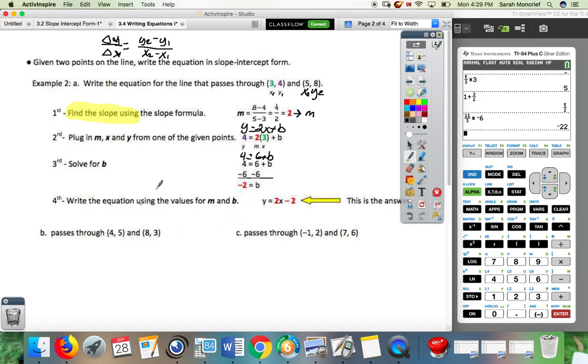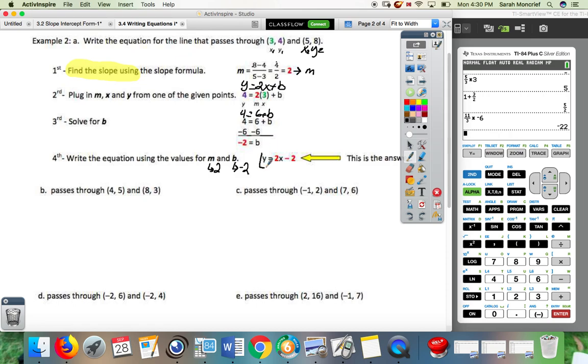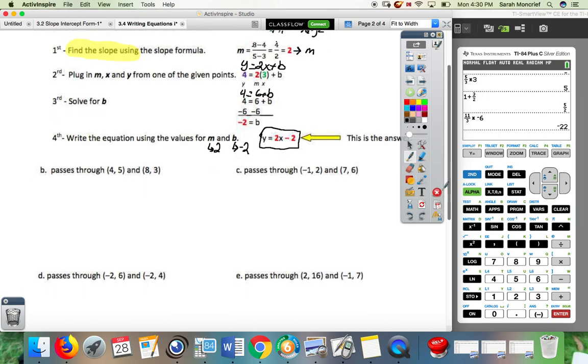Now, writing the equation, we want to just write the equation using the values for m and b. What was my m again? It was 2. And what was my b? It was negative 2. So once we do that, we should have been given y is equal to 2x minus 2. Sorry. That was not fun.